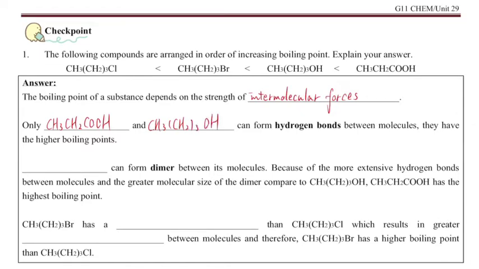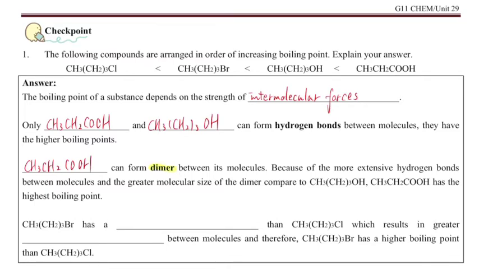Okay, so only these two can form hydrogen bonds between molecules, so they have the higher boiling point. And then we need to further compare the carboxylic acid and the alcohol. As we mentioned on the previous page, carboxylic acids can form a dimer between the molecules.